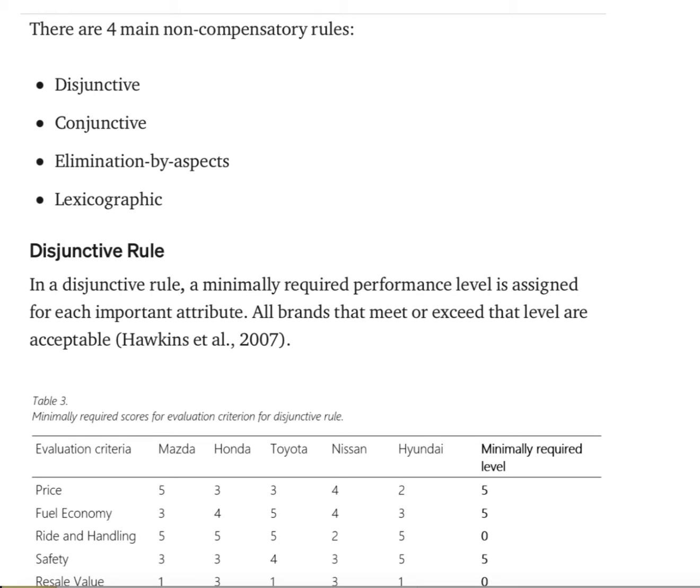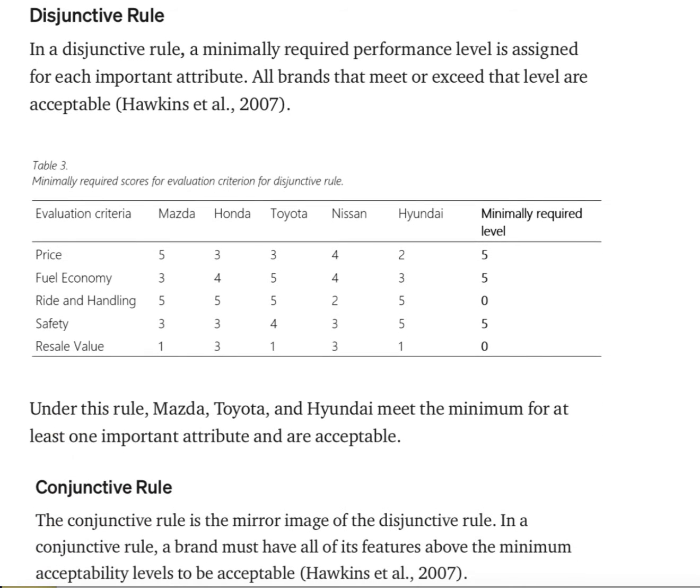An example would be eliminating from consideration all the cars that are low in safety, like I mentioned before, using the conjunctive decision rule, and then the choice from the remaining options might involve carefully trading off among features such as price, resale value, and fuel economy using a compensatory model. So first, let's start with the disjunctive rule.